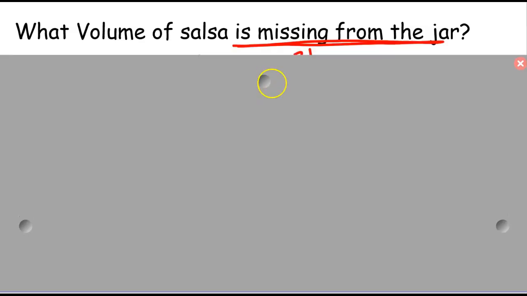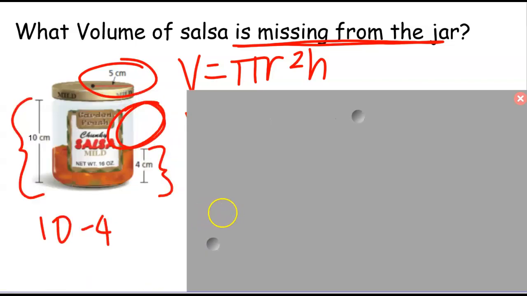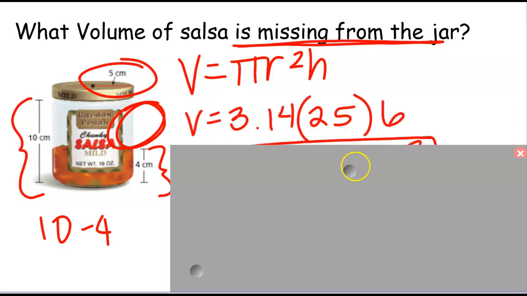Well, I know that this volume of salsa is a cylinder. So I'm going to take my volume of a cylinder, which is volume equals pi r squared times height. Now, the salsa here has 4 centimeters, and there's 10 centimeters total. So what I need to find is that missing space in there. So I'm going to take 10 minus 4, which gives me 6. So I'm going to plug those numbers in.